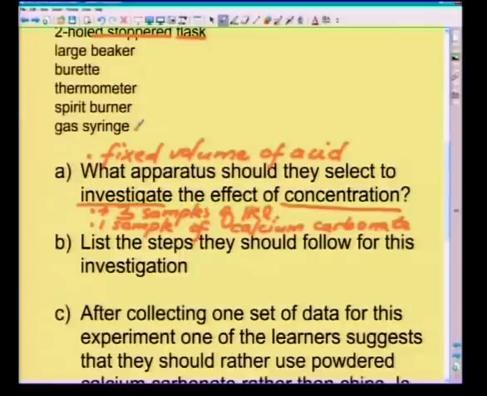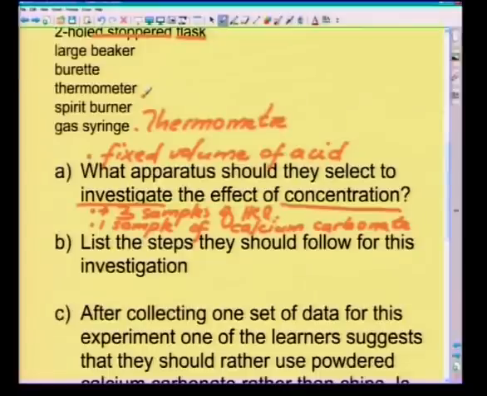And then another thing that you would need to look at is you would have to have your thermometer. What will the thermometer be doing here? You want to keep the temperature the same, so you want to be measuring it all the time. So you will need that apparatus as well.